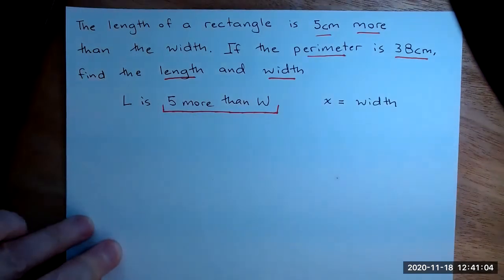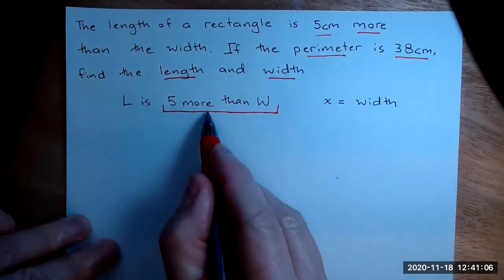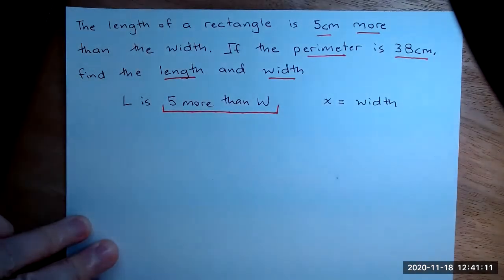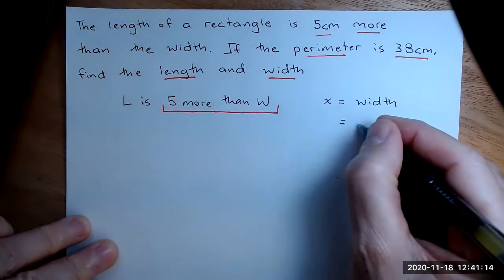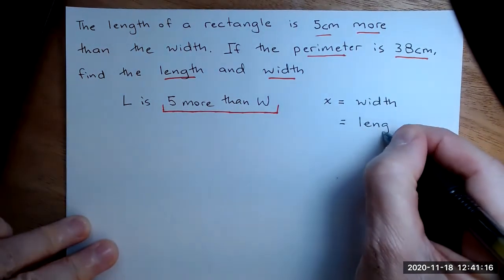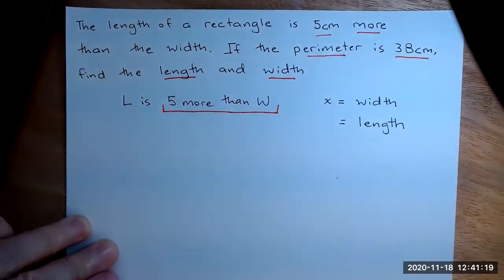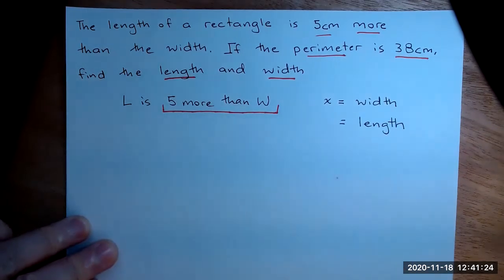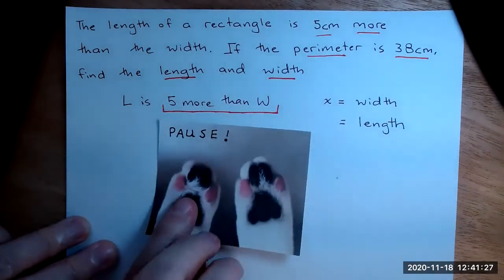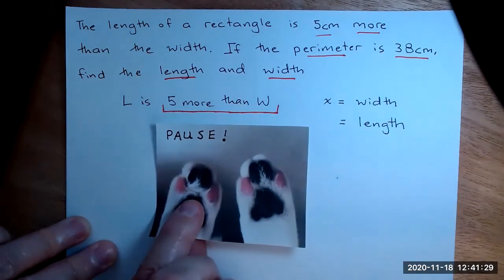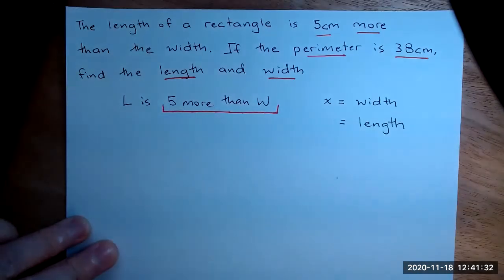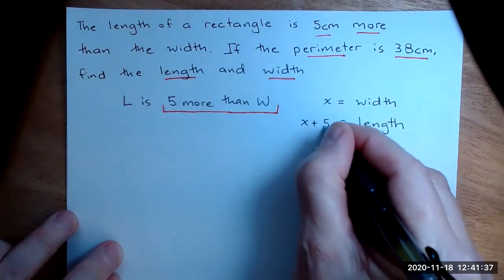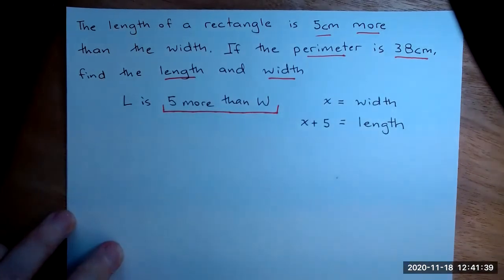And why do we do that? Because now we can use this description to write the other variable. So can you write an expression for the length? So you'll basically translate this into an algebraic expression. And if you want to hit the pause button, this would be a good time. All right, so if you wrote x plus 5 for the length, you would be correct.